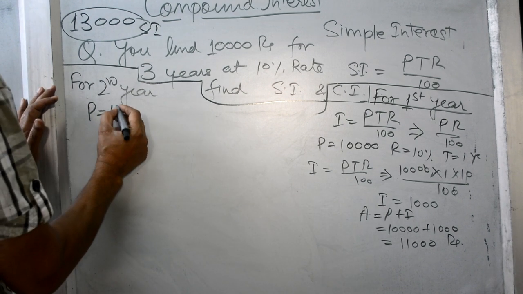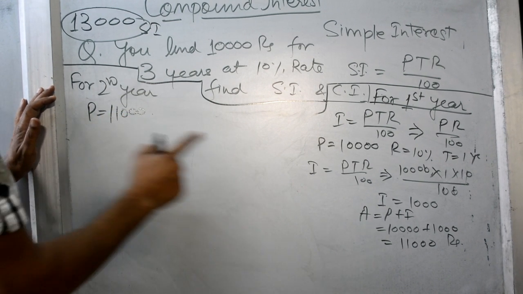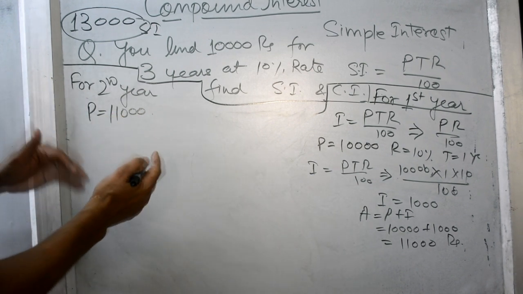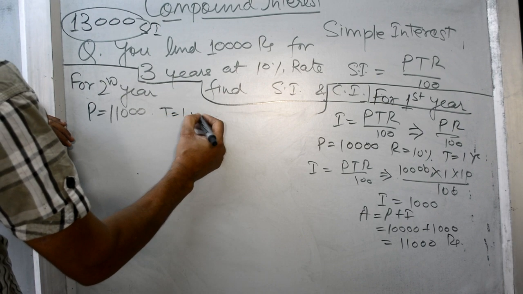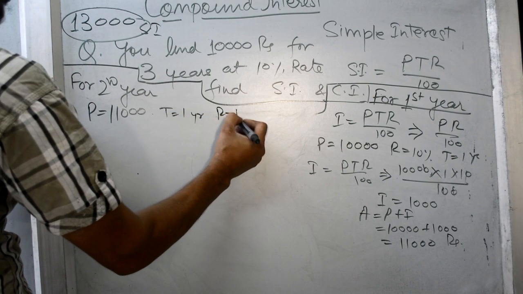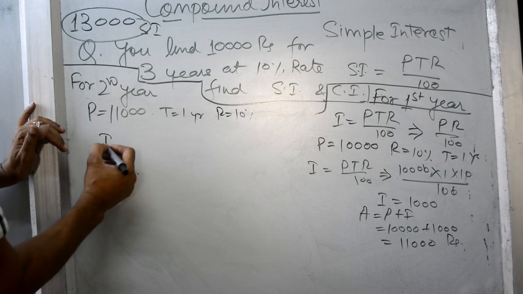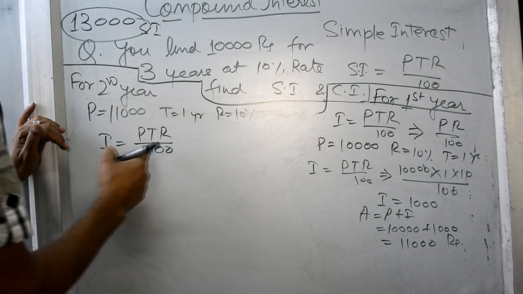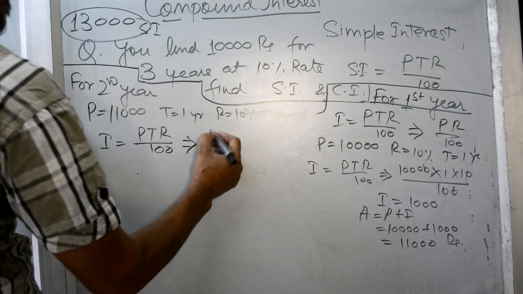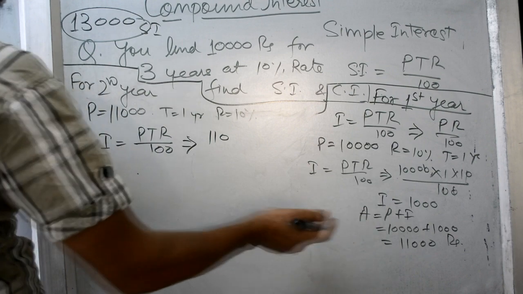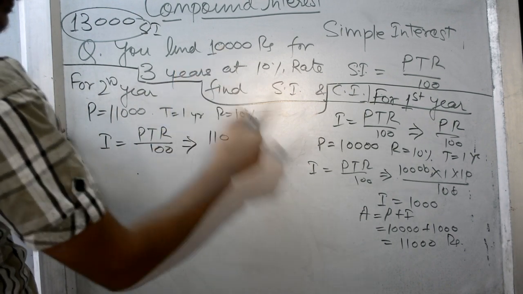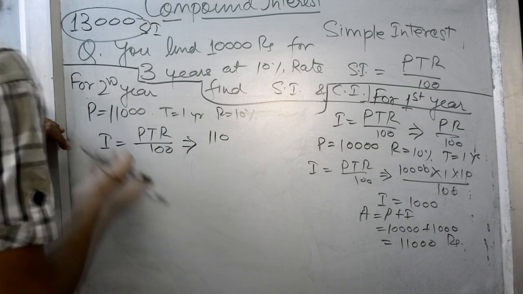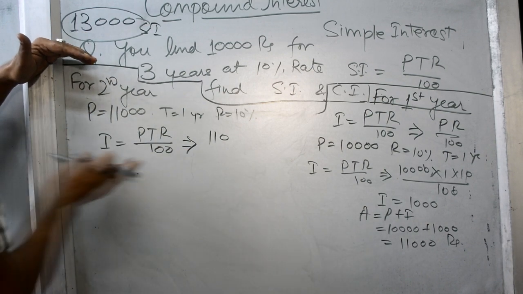the second year, 11,000. Now, why was it important to write PTR upon 100 every time? Because when you solve this question, time is equal to 1 year and rate is equal to 10%, same. Now, formula: interest is equal to PTR upon 100. Don't forget to write the formula every time. Place the values. Don't look at this now. I have given you the advice. Forget it. Whatever you have solved for the first year, now start a new life for the second year.